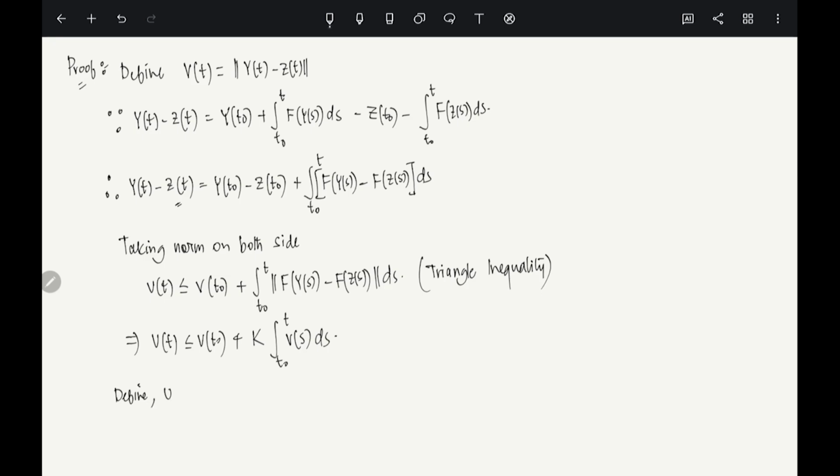U(t), capital U(t), to be v(t plus t0). If you do that, you see U(0) is nothing but v(t0). So this is U(0). Clear? Okay. So what do we have? Then that will imply that U(t), which equals v(t plus t0), will be bounded by v(t0) plus the integral from t0 to t plus t0 of k times v(s) ds.